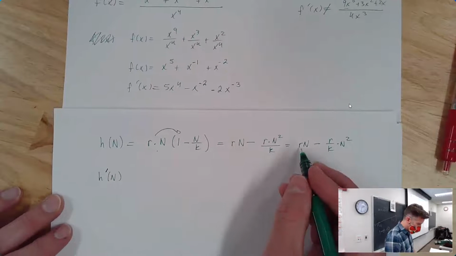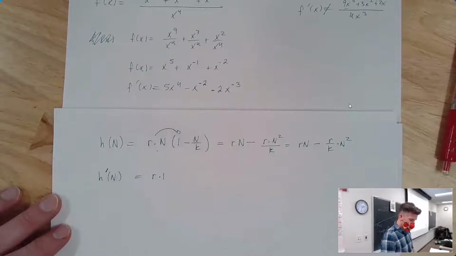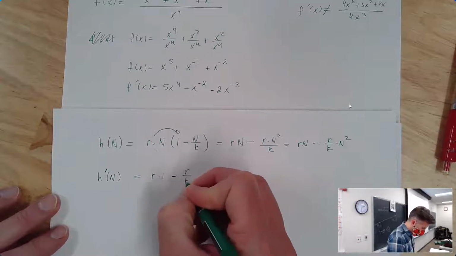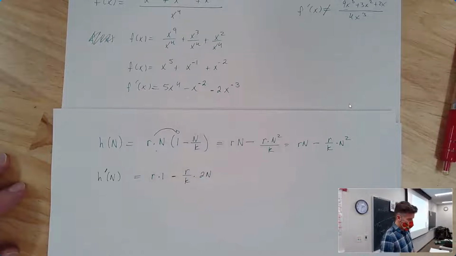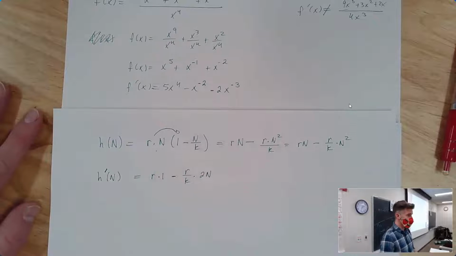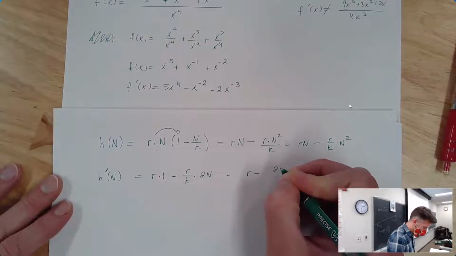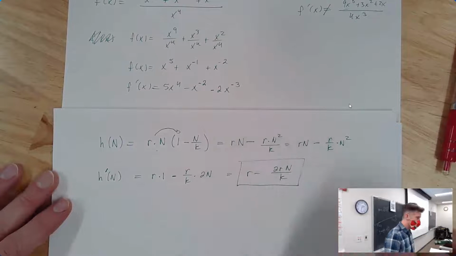And then it's really not terrible to differentiate. The derivative of r times n is going to be r times 1. The derivative of r over k times n squared is going to be r over k times 2n. I'd probably leave it like that if I didn't need to do anything else. You could rewrite it as r minus 2rn over k, but that seems not super necessary.